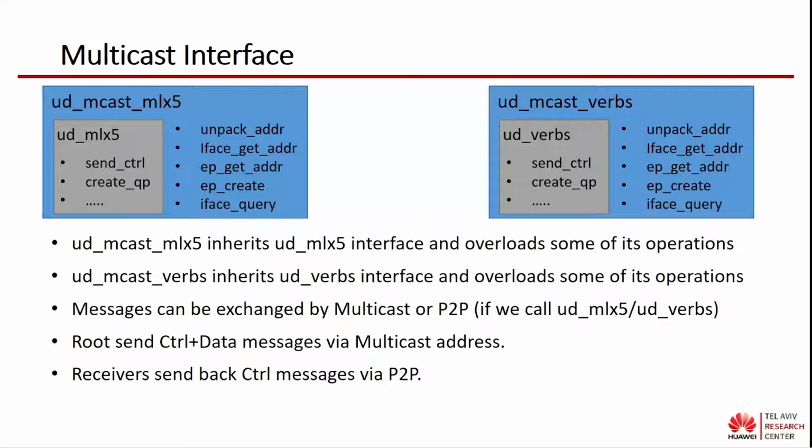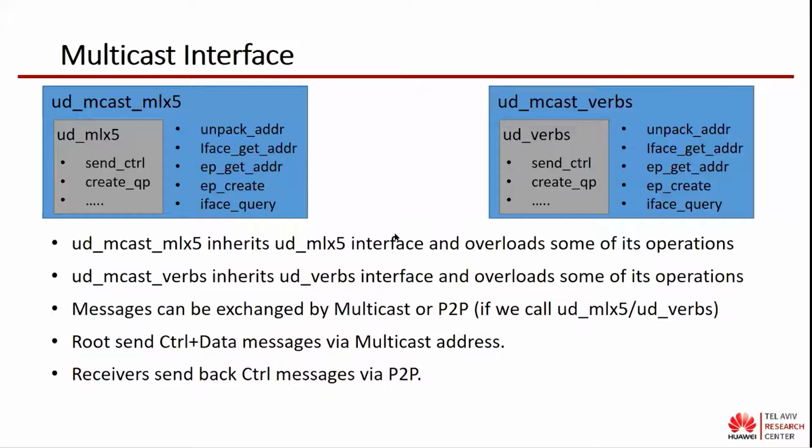So in order to send and receive multicast messages in UCX, we created a new interface for multicast, which inherits UD MLX5 and UD verbs, which are already implemented and working with point-to-point. And we overloaded some part of its operations, as shown here, to make some changes for the packet address and all that stuff.